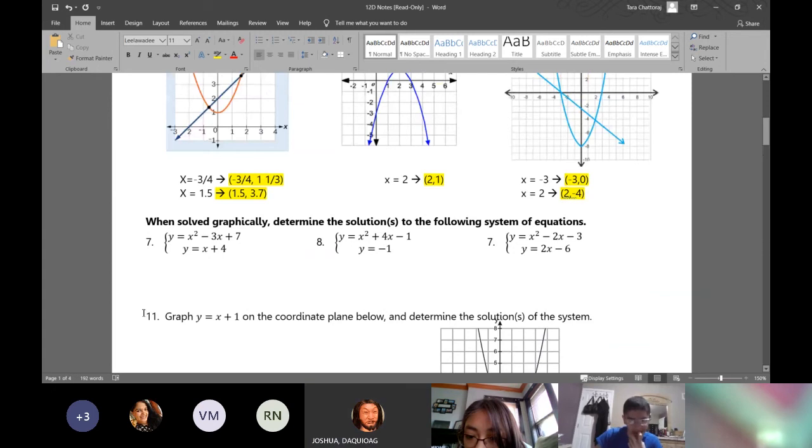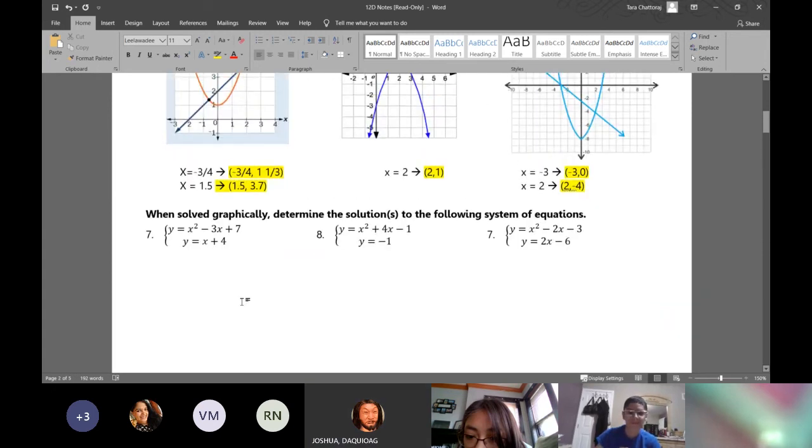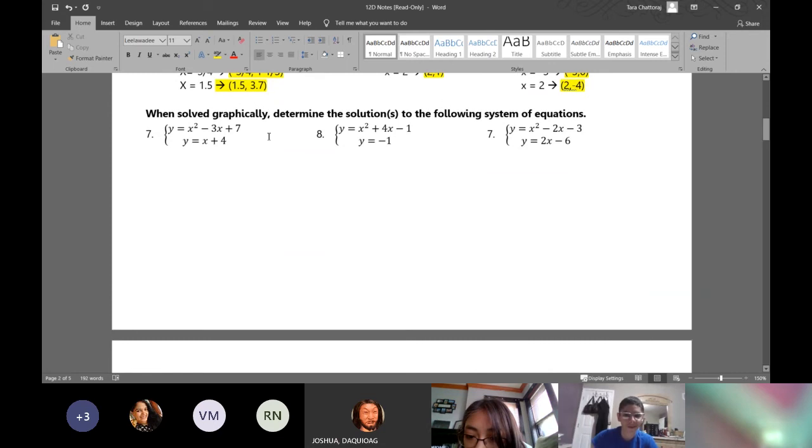All right. So from here, for number 7, when solved graphically, determine the solution to the following system of equations. So what we're going to do is go back to our graphing calculators. So go ahead and open those up if you don't mind. And we're going to graph these. Okay?